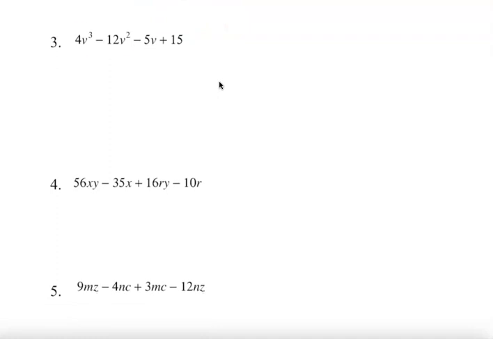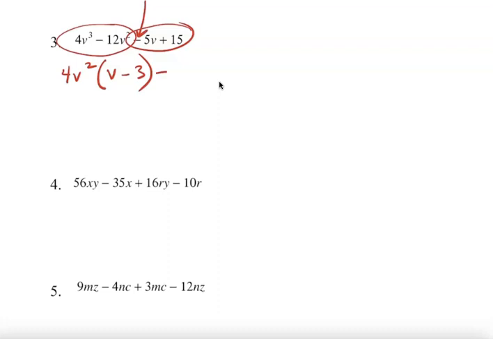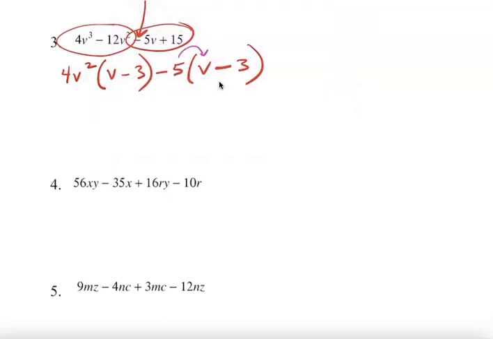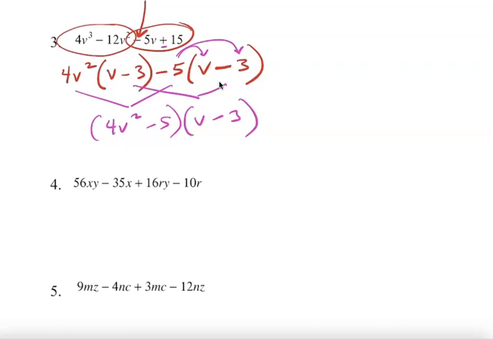Okay, let's try number 3. First 2 together, they have 4v squared in common, so that leaves me a v minus 3. The second 2, remember, this is where it gets tricky. You have to pull out a negative 5 as what they have in common, which means this has to be a negative 3. Because when you multiply it back in, negative 5v plus 15, it's got to give you that plus 15. And these 2 parentheses should be the same. So now 4v squared minus 5 goes, and the v minus 3 goes.